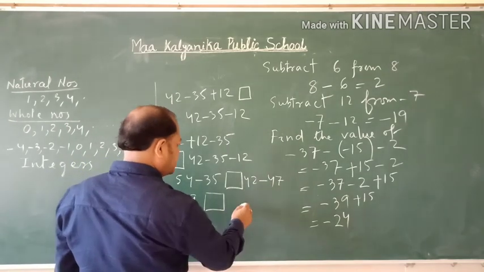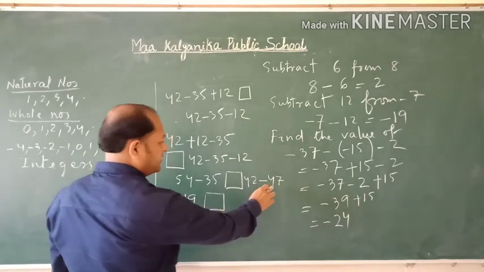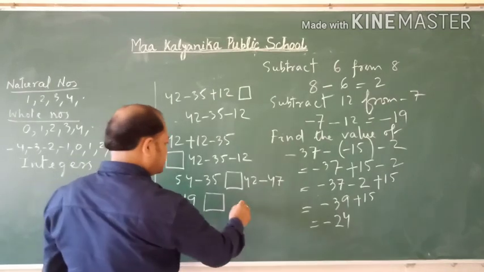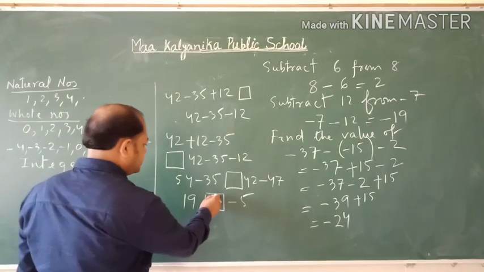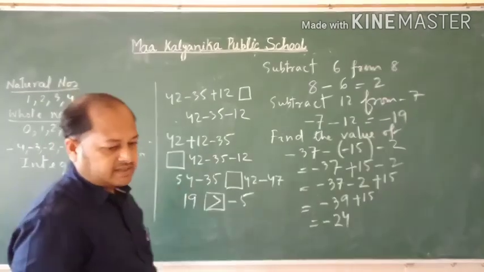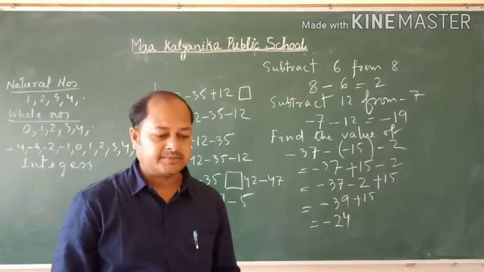Then 42 minus 47: the greater number is 47 and its sign is minus, 47 minus 42 is 5, so minus 5. Now from this we see that 19 is greater than minus 5. So the answer is greater than. Okay.